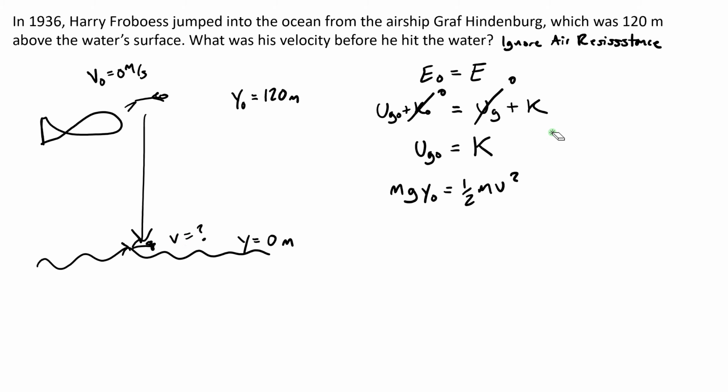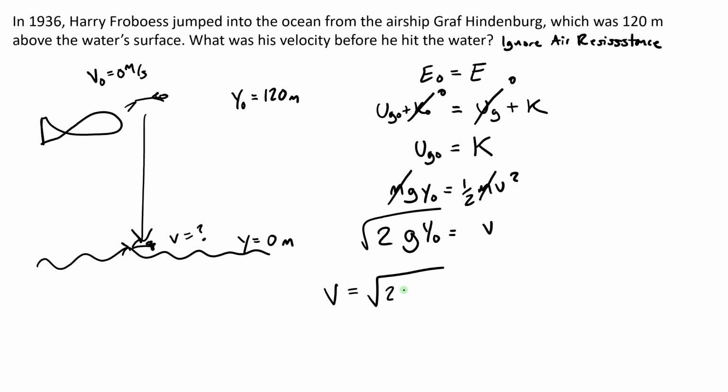Right away, you should see this awesome shortcut. There's an m on both sides of the equation, which means that we can cancel it out. And now I know that g y naught is equal to 1/2 v squared. And I can solve for v squared. I multiply both sides by 2 to get rid of the 1/2, and then I take the square root. And suddenly I know that the velocity is equal to the square root of 2 times the acceleration due to gravity times the initial height.